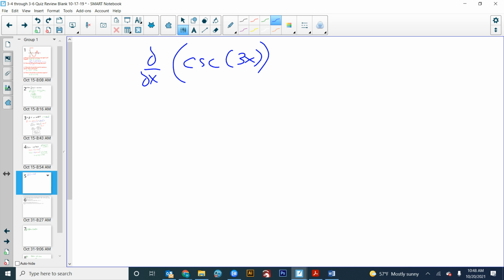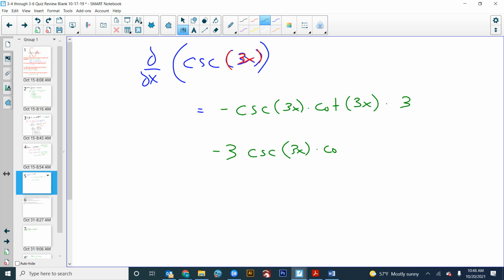All right, anybody overcome their fear of chain rules and tackle this one? Cole? First step or the end? Whatever you're feeling, Cole. The first step, I found the derivative of cosecant, which is negative cosecant 3x times cotangent 3x. And then I found the derivative of the inside, which is 3. Put all that together to get negative 3 cosecant 3x cotangent 3x. Kind of a weird one, isn't it?